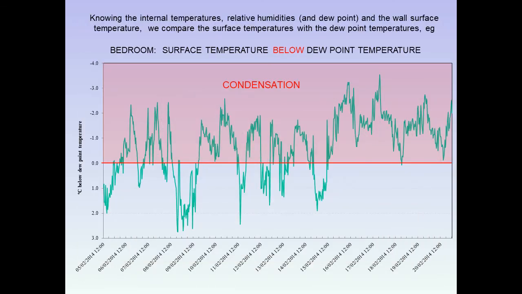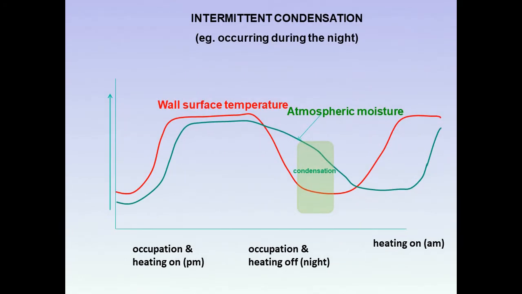And if we know the internal temperatures, RHs and dew point, and the wall surface temperature, we can compare the surface temperature with the dew point temperatures. And here's an example here. We can see in this case, where it's in the red, the wall surface was well and truly into condensation during most of the monitoring period. Intermittent condensation, and this is quite common, is where it occurs not during the daytime, but in this case it was occurring during the night, or at times when people aren't there, perhaps out during the day.